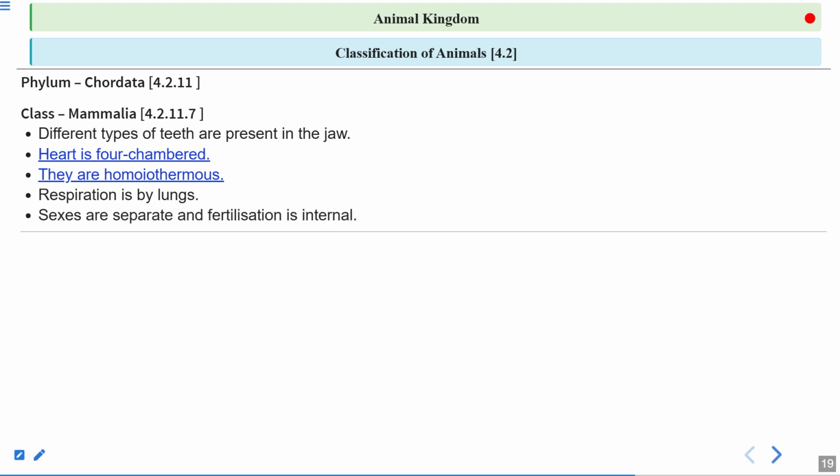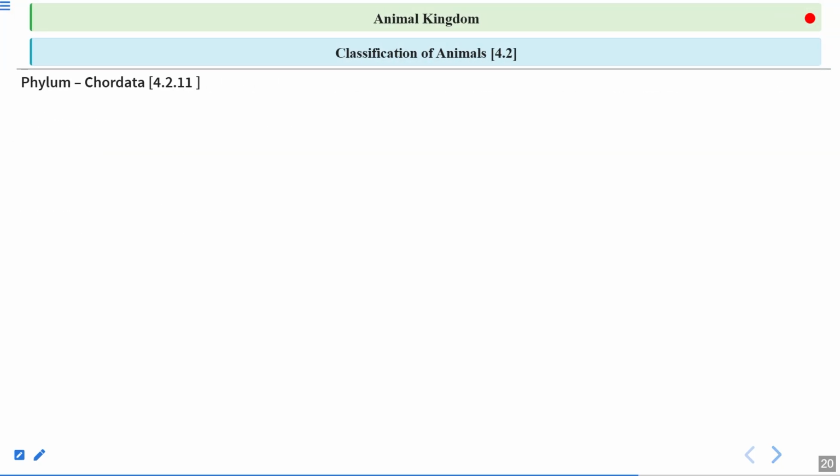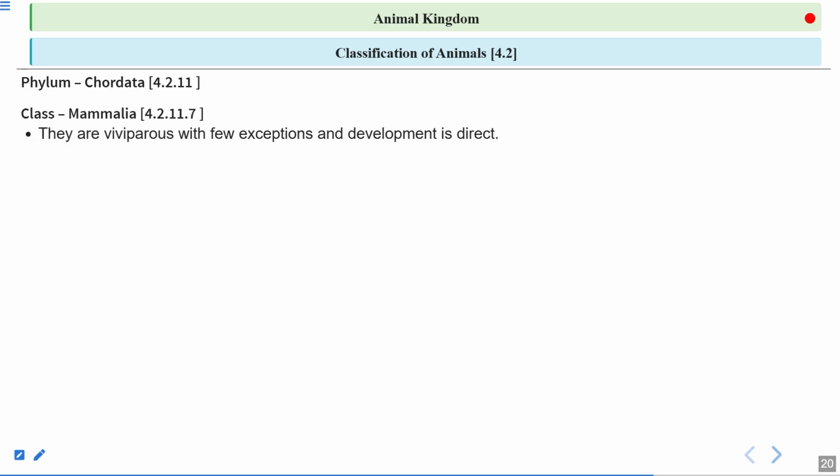Sexes are separate and fertilization is internal. They are having separate male and female individuals, right? And fertilization is always internal. They are viviparous with few exceptions and development is direct. Viviparous means they give birth to the young ones. But there are some exceptions, some mammals lay eggs instead of giving birth, like duckbill platypus. Development is direct. No larval stages are seen here.